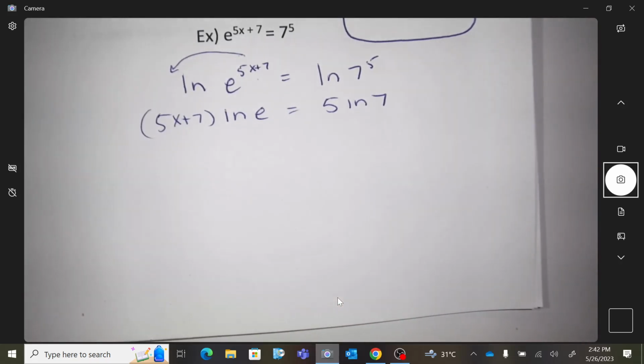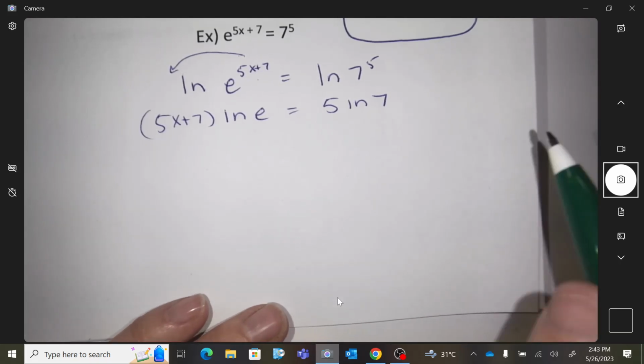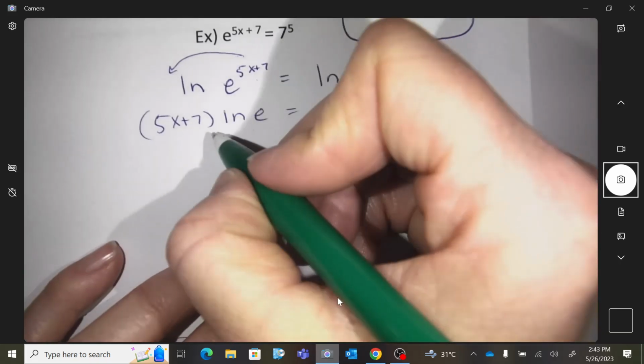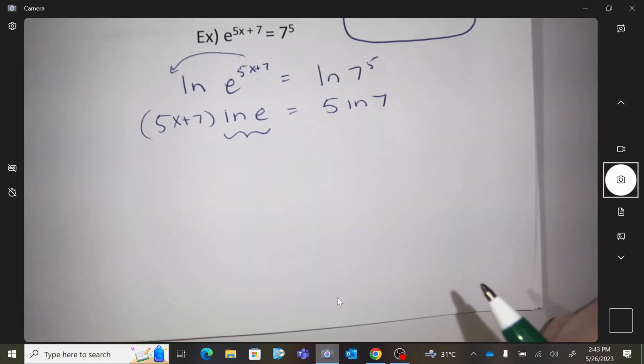Move the exponent in front. Circle it, and put it just like a little island on top. Okay, here's what I chose and why I did it. The ln of e is special. Here's why.